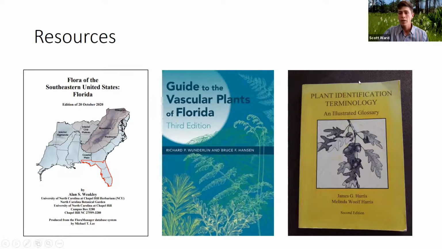And then, some of these terms can be overwhelming as well. This is a great little, I think this was a Christmas gift I got years ago. It's a nice little glossary guide to some of these morphological traits.